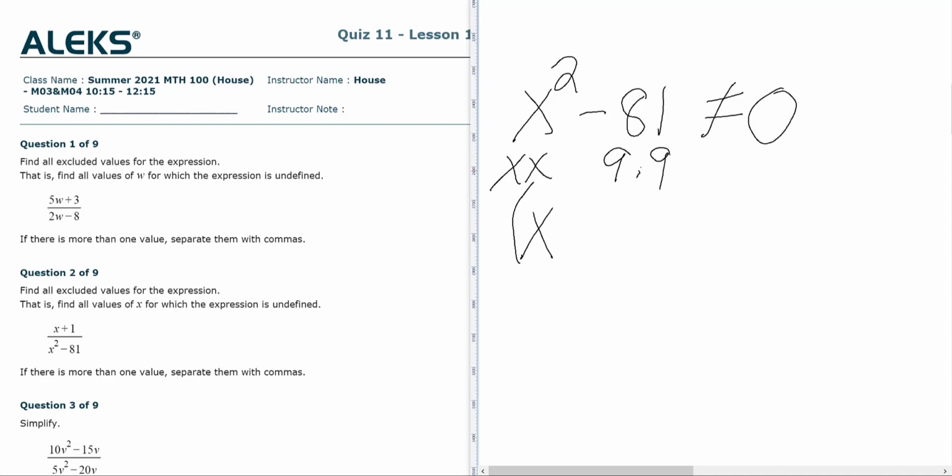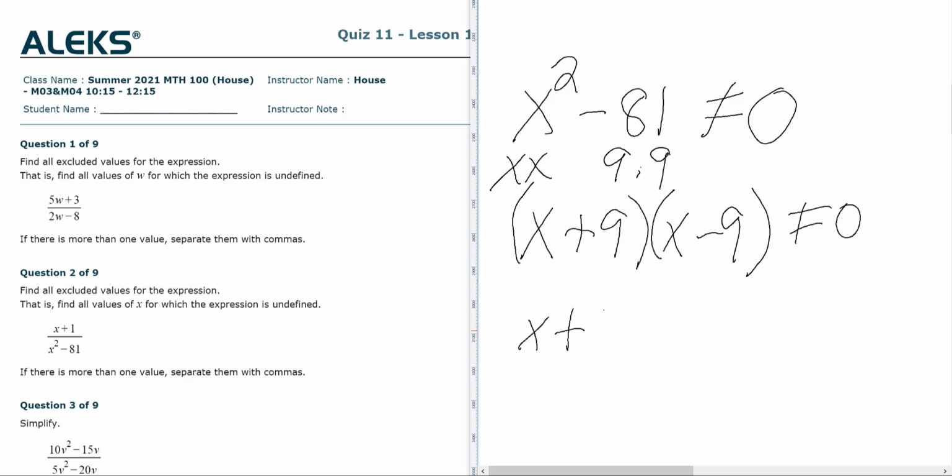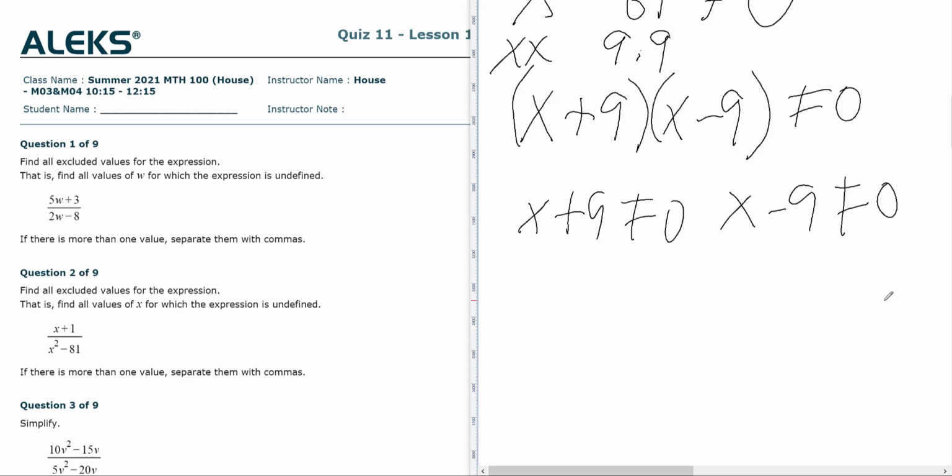So we use our difference of squares pattern, because look, x squared is x times x, and 81 is 9 times 9. And our pattern says you alternate these as conjugates. X plus 9, x minus 9 cannot be 0. That means that x plus 9 cannot be 0, and x minus 9 cannot be 0 because either one of those would cause a 0 denominator.